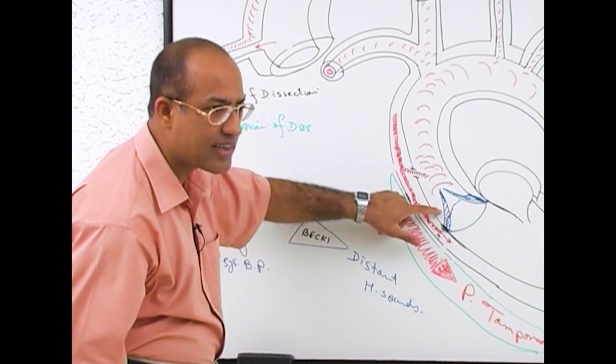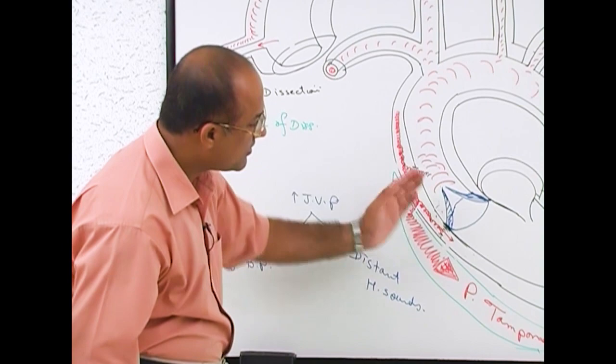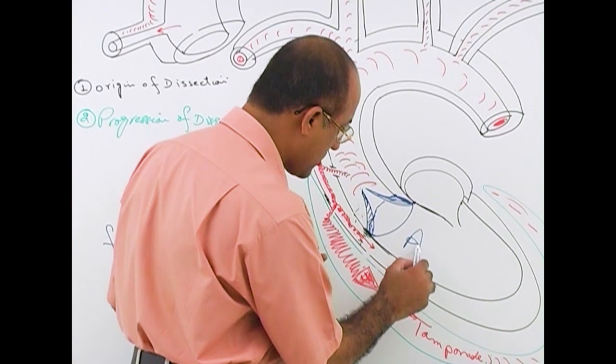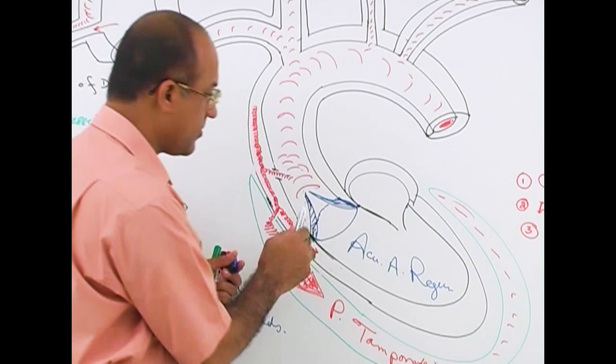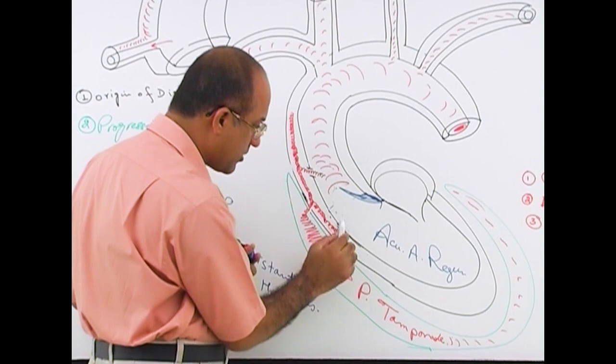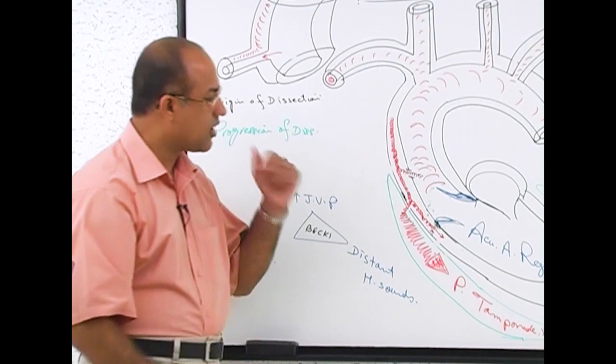So what really happens is that the valve becomes loose and it starts acute aortic valve regurgitation. Because this valve is no more strong, and when the base of this leaflet is lost, it cannot work well. Am I clear? So we can say, look here, when dissections move proximally, they can do three dangerous things.